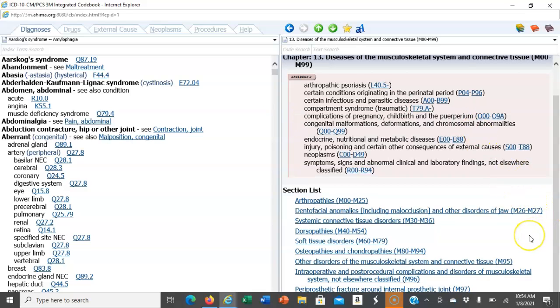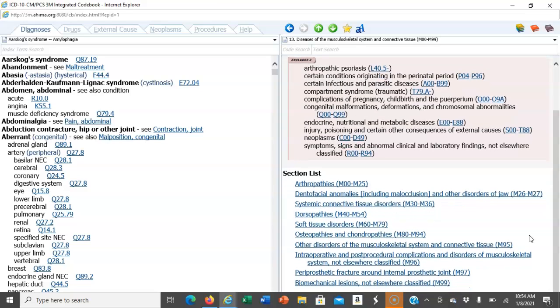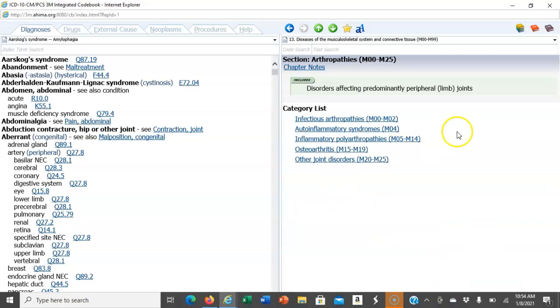So you'll see that we have arthropathies. We're going to go into these and look at them. Osteopathies and chondropathies. So let's take a look and just go into these different sections and take a look at them. You can see that we have an excludes note for this particular section.